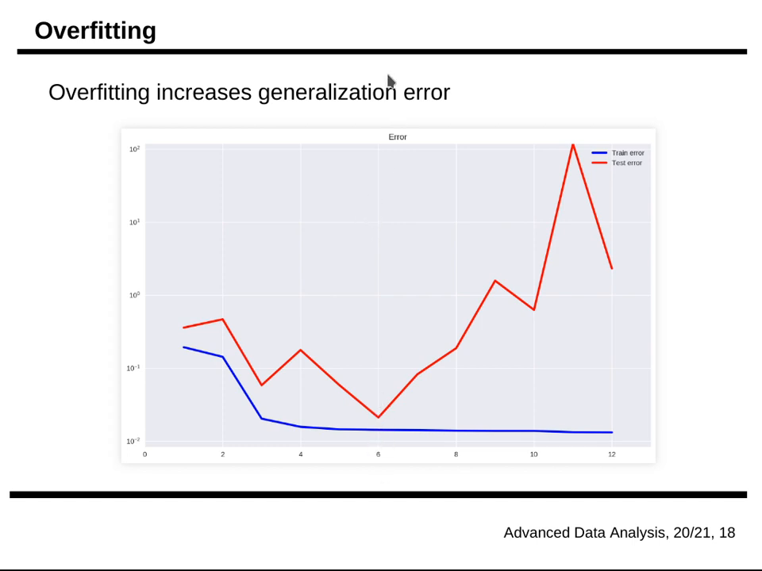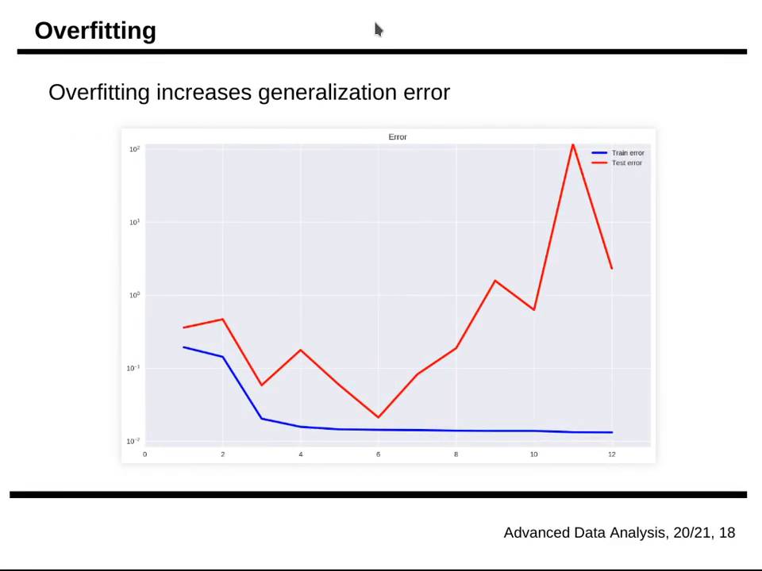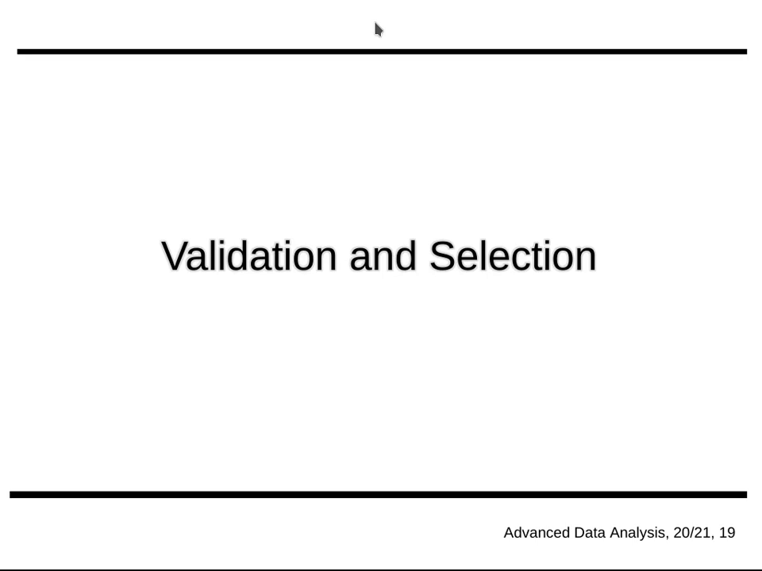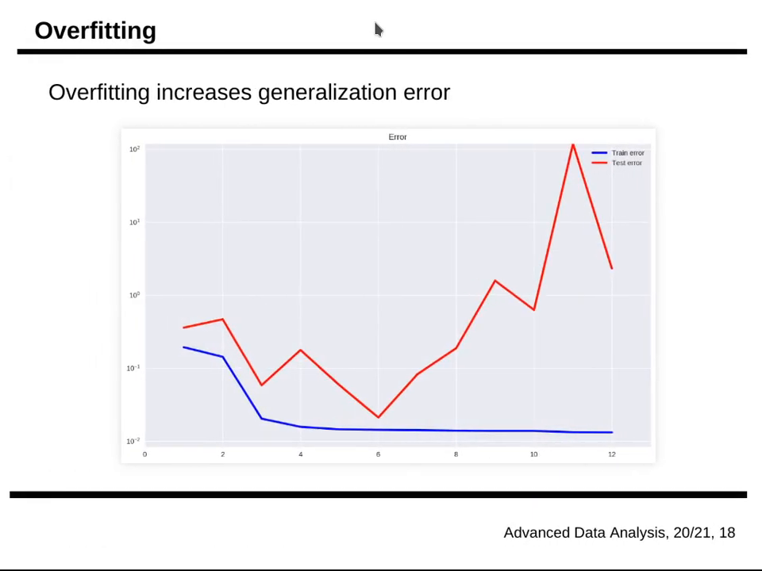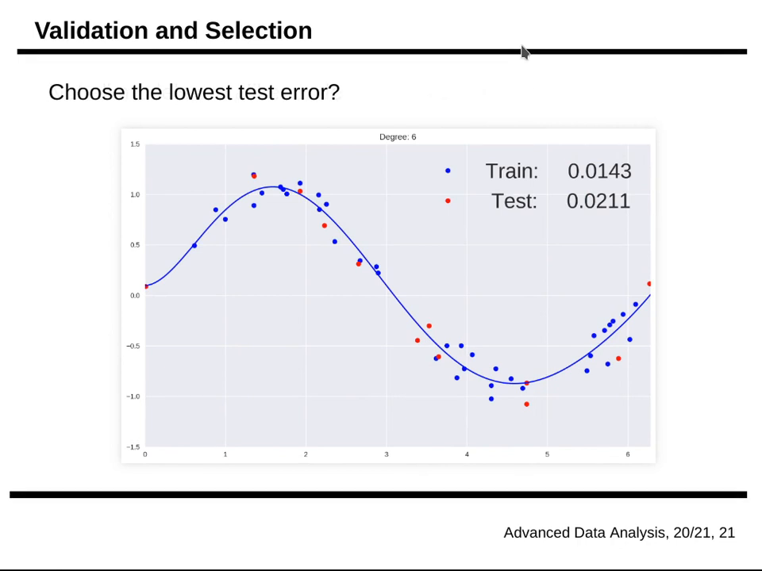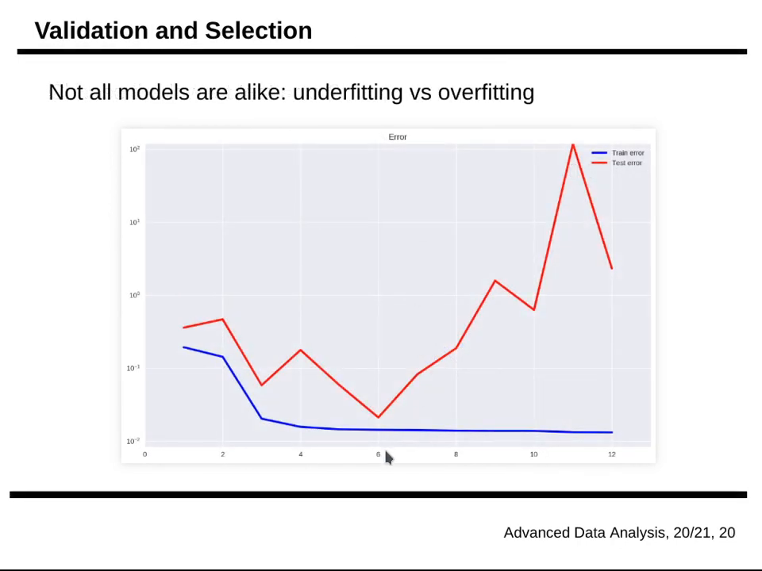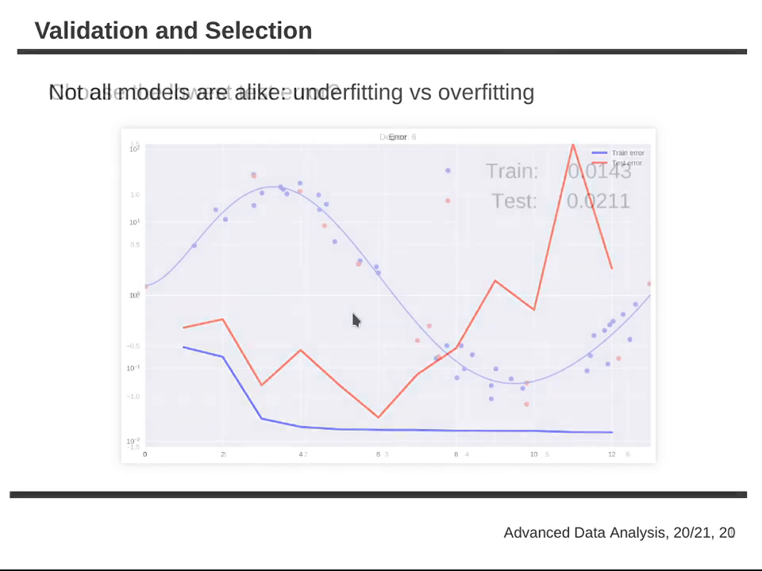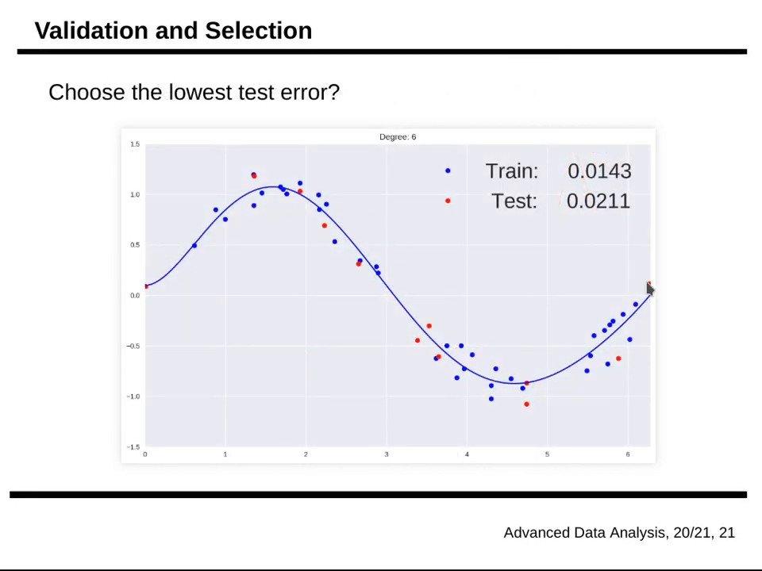So in this case, it would be here at degree 6, and this would be the best polynomial that we would get here. So let's see how we can do this. We can choose the best model. One way we could do this is to choose the one with the lowest test error. For example, here we have degree 6. This is the curve for degree 6, and it looks very well. So this is the general idea. We're going to choose the curve with the lowest error outside the training set.